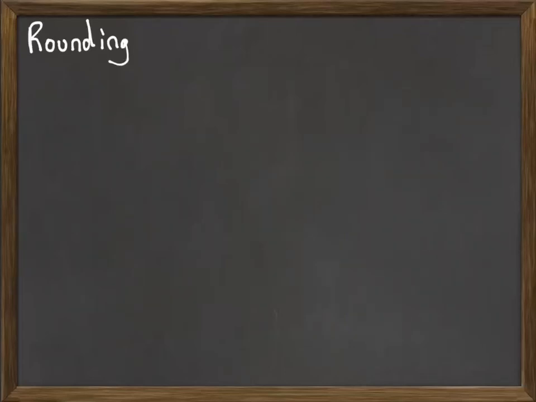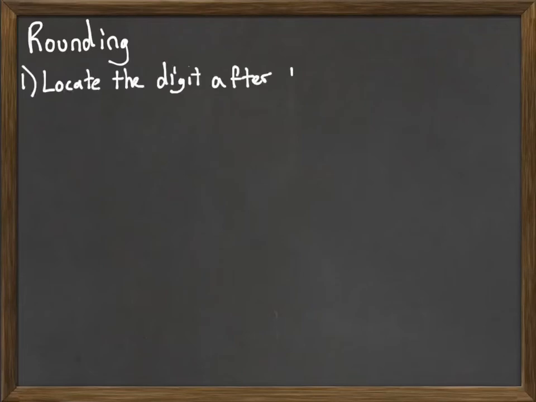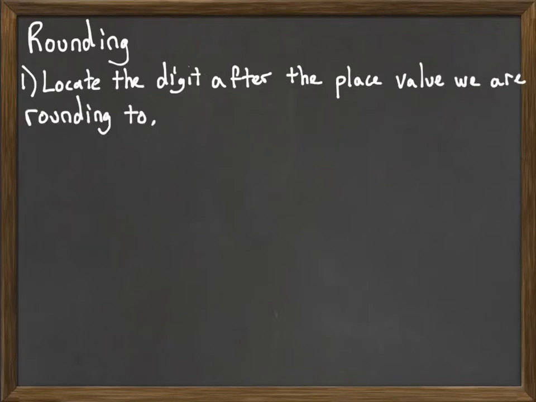In this video, we're going to go over the rules for rounding numbers, particularly in our case, rounding decimals. There are two primary rules for rounding. First thing we're going to do is locate the digit that follows the place value that we're deciding to round to.